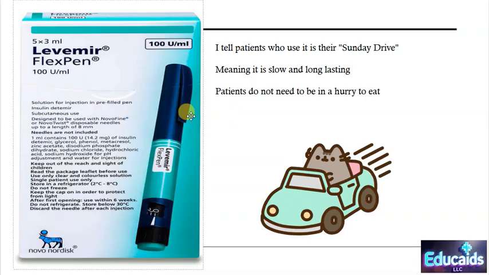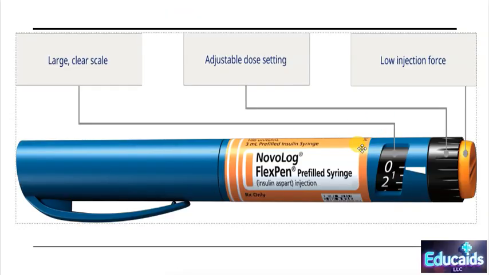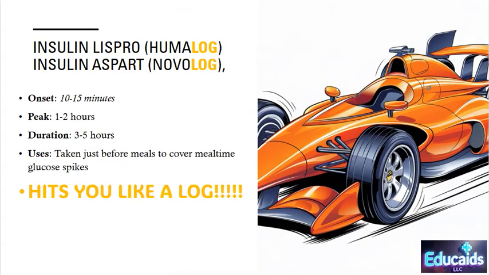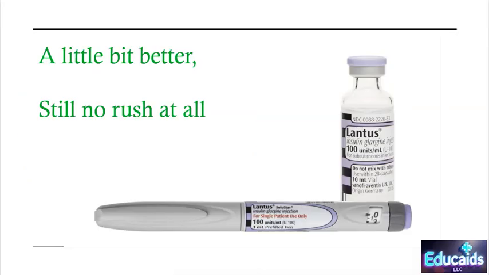It's their Sunday drive. And I've found over the years practicing as a nurse, this has been really helpful for patients to understand the difference. This one's their slow acting, long lasting Sunday drive, and this one up here is their race car. Sometimes that visual helps your patients get that right. Lantus is your other long-lasting insulin. It's a little bit better.